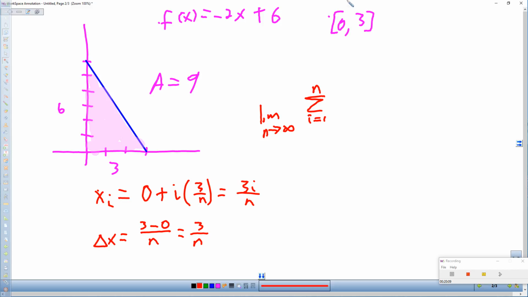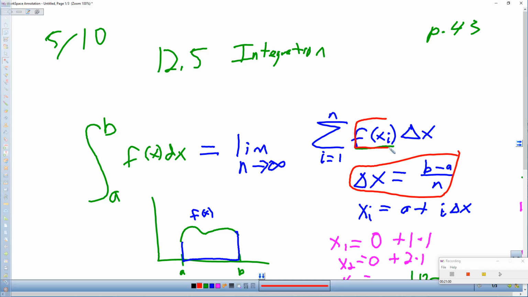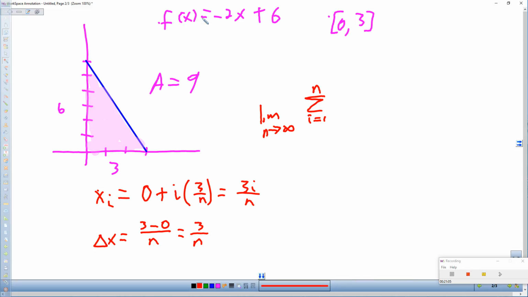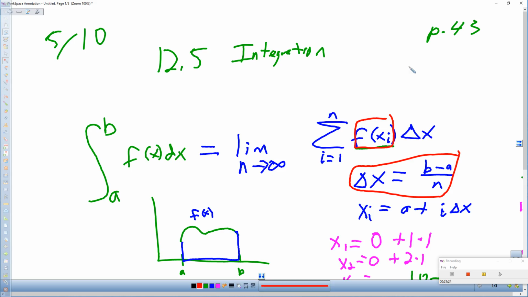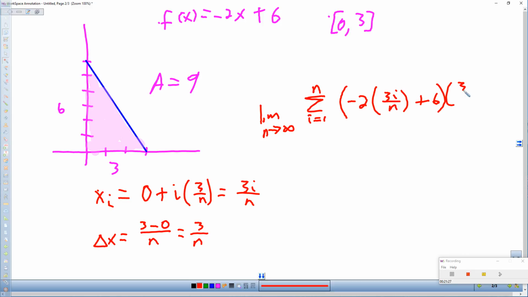Okay, so the next thing we need to do is get f of xi, which means we need to plug xi, which we've calculated, into x. So what are we going to get? Negative 2 times 3i over n, that's negative 6i over n, plus 6. Okay, so everybody see where that came from? And then the next step is we multiply by delta x. So we're going to multiply it by 3 over n.